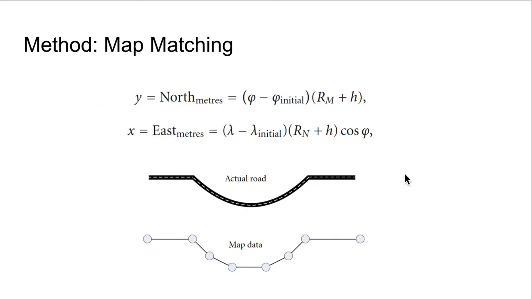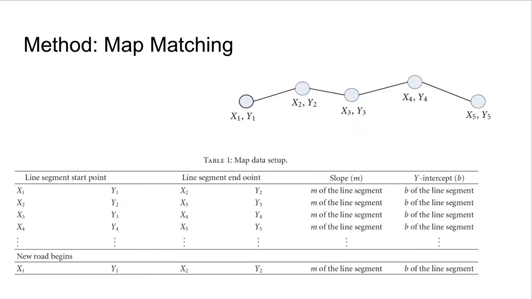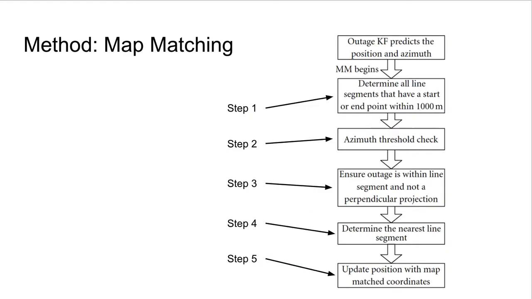The paper did some fancy stuff where they accounted for the differences between the meridian and normal radius of the Earth, but I'm not going to deal with that in my algorithm. Next, a table like the one here is populated with the slope and intercept in the Cartesian plane of all the line segments connecting adjacent nodes on the same road. Depending on the size of the map, this table can be quite large.